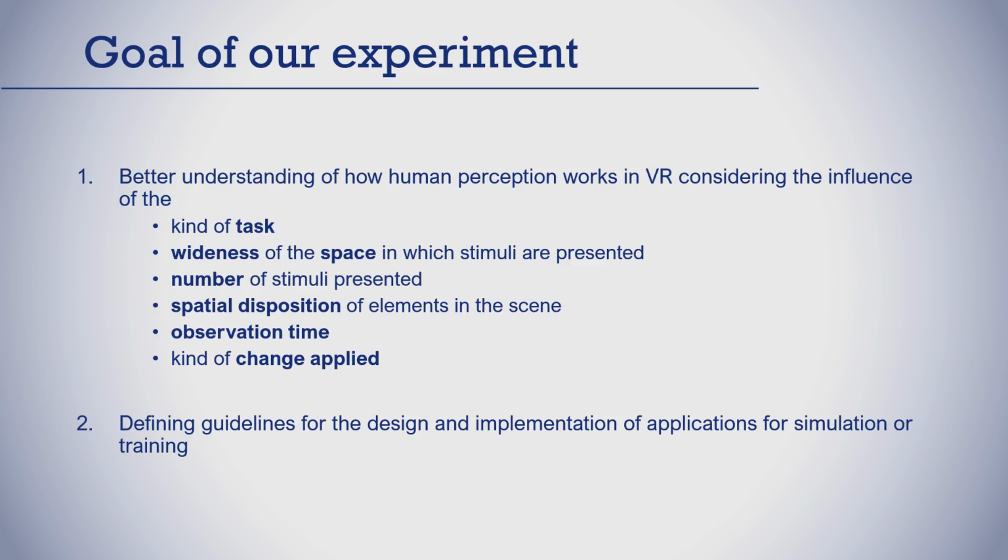So, on one hand, the goal of my experiment is understanding better human perception, considering different aspects, different tasks, but also the wideness of the space, the number of items, the spatial disposition of the objects, the observation time, and the change applied. And use the results in order to have guidelines to design and implement applications, for example training or simulation. If I want to give instruction to a person, how many instructions at once can I give to the person? How can I convey instruction to the person?